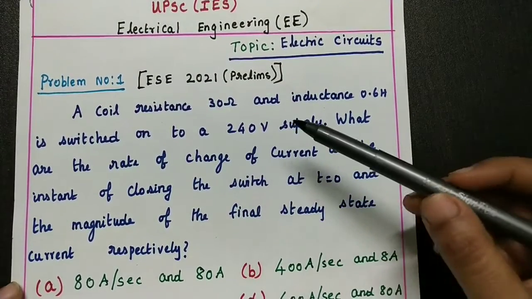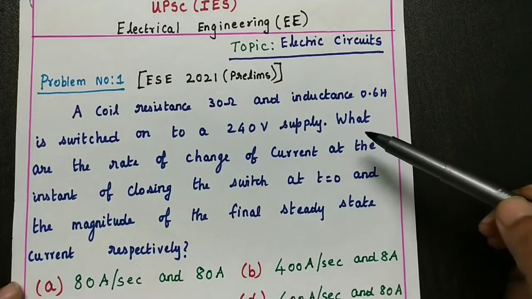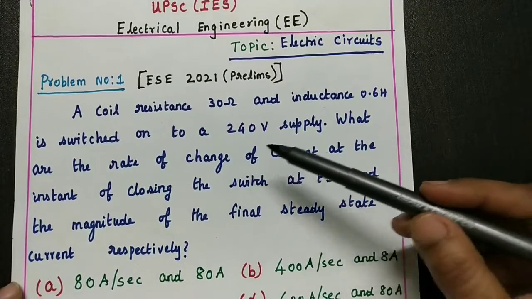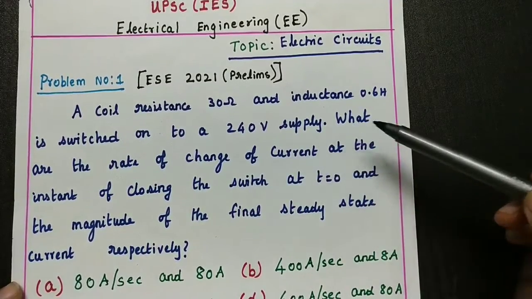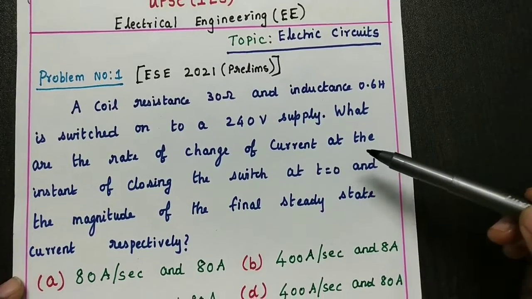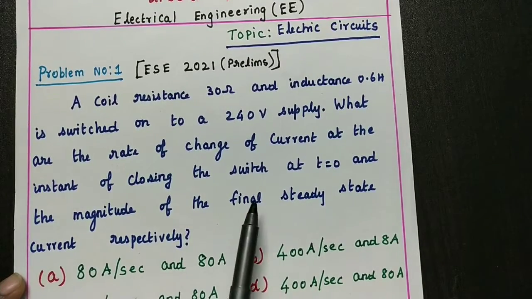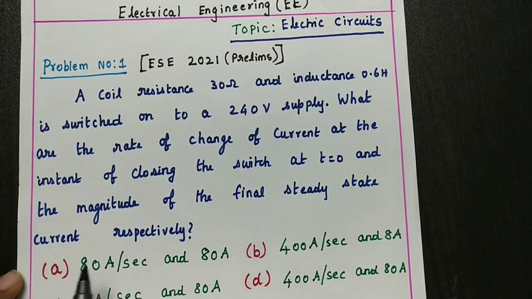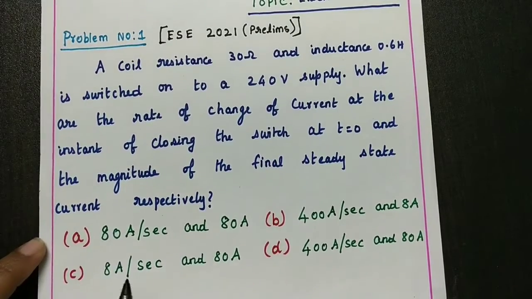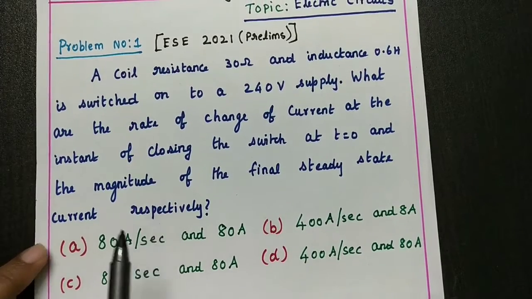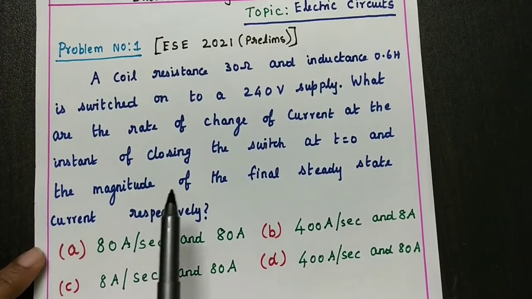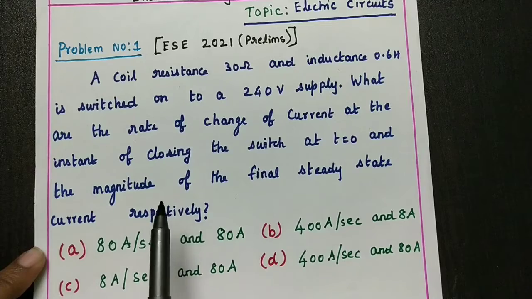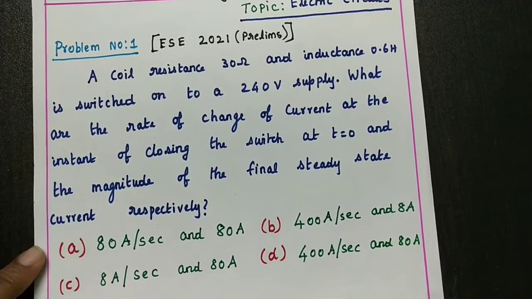A coil of resistance 30 ohms and inductance 0.6 Henry is switched on to a 240 volt supply. What are the rate of change of current at the instant of closing the switch at t equal to 0 and the magnitude of the final steady state current respectively? Here 4 options are given. From the question itself, we can find it is an RL transient circuit.